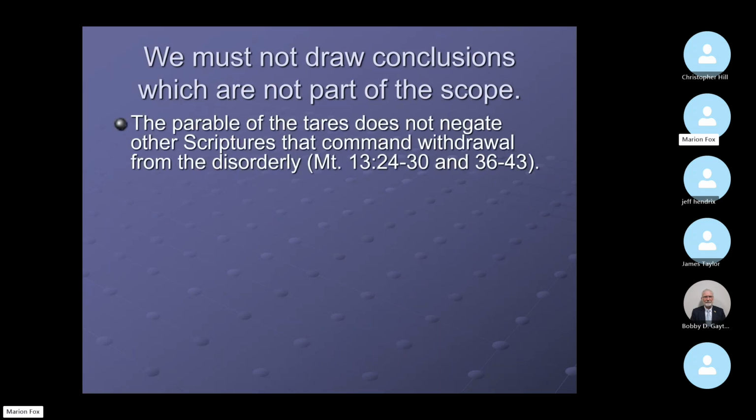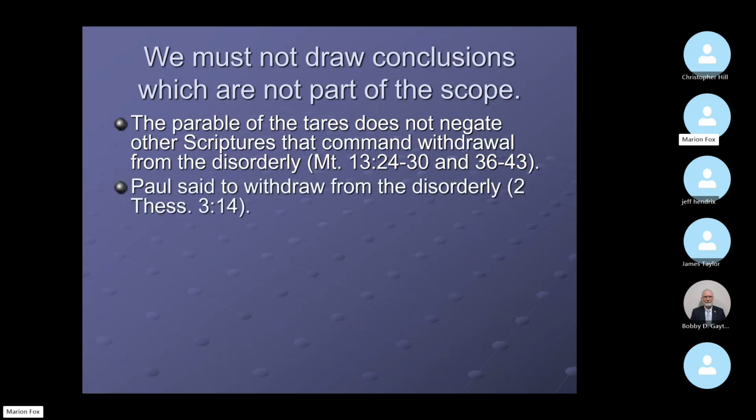That's my point here. The parable of the tares does not negate other scriptures that command withdrawal from the disorderly, Matthew 13:24-30 and 36-43. I have a commentary on the parable of the tares in the second edition of my Great Commission book. If you don't have an electronic copy of it, I'm going to try to print it as quickly as I can, and I'll be happy to send it to you.